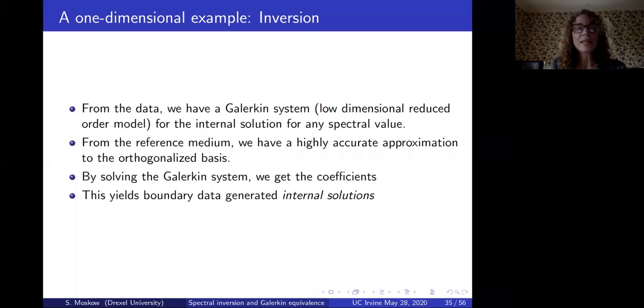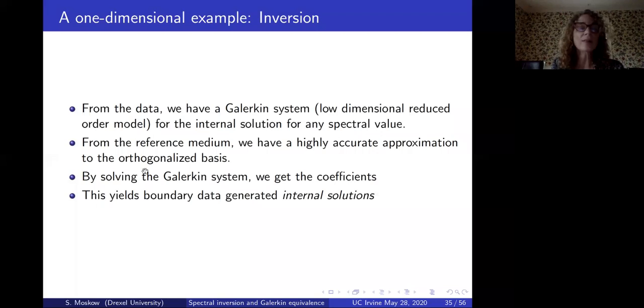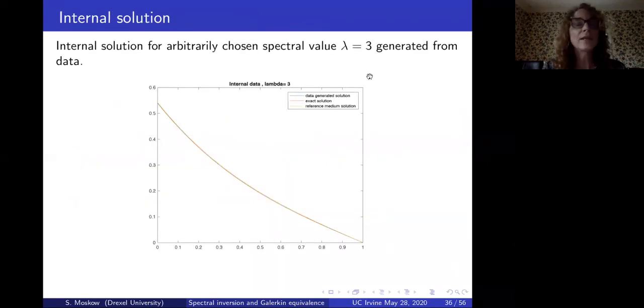And this yields boundary data generated internal solutions, because we can then take the approximation to the orthogonalized basis and use it to build our approximation of the internal solution. So here's an example of the internal solution for an arbitrarily chosen spectral value. This value wasn't one of the given data points, but it could be. So just lambda equals 3, for example. Here was a case where Q was 0.2, but we could do larger Q also. Here the blue is the data generated internal solution. The red is the exact solution, and the yellow is the reference medium solution.